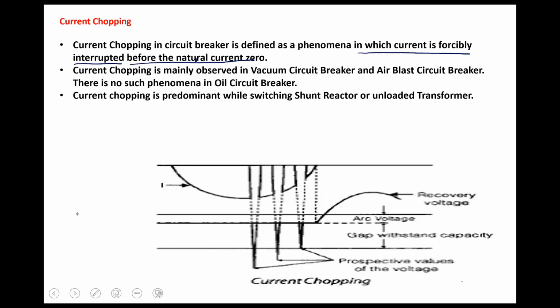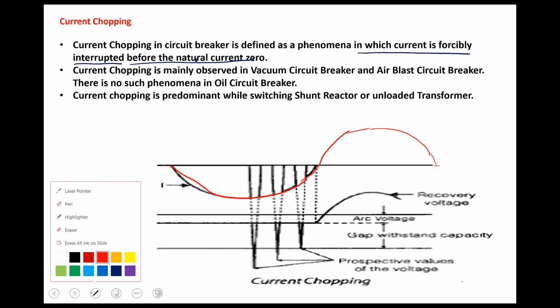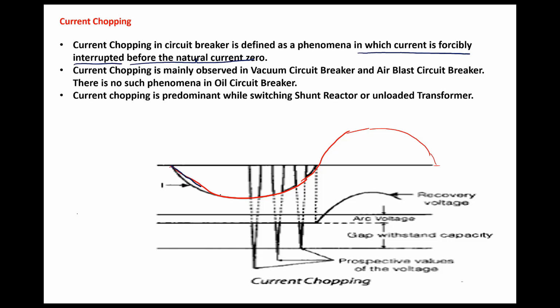Suppose this is the current waveform. I'm drawing in red for your understanding. Here we are forcibly making the current zero at this point by some air blast or some other mechanism. So the current suddenly becomes zero before the natural current zero. This is the natural current zero. But by applying the jet, we are forcibly making the current zero.